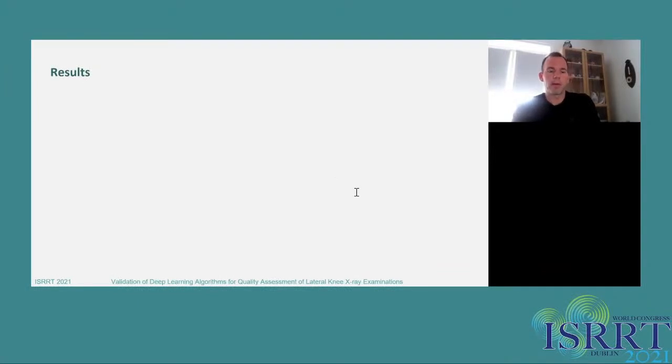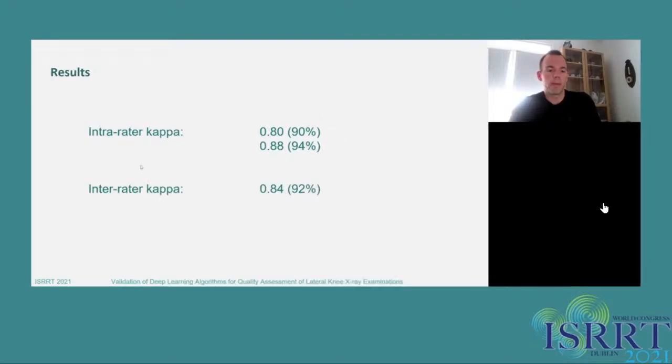And thanks to my partner for showing the results, where we achieved an area under the curve of 0.94. But it's also important to mention that our reporting radiographers had an inter-rater kappa value of 0.8 and 0.88, meaning there was great agreement. There was also an inter-rater kappa of 0.84 with an agreement rate of 92%.